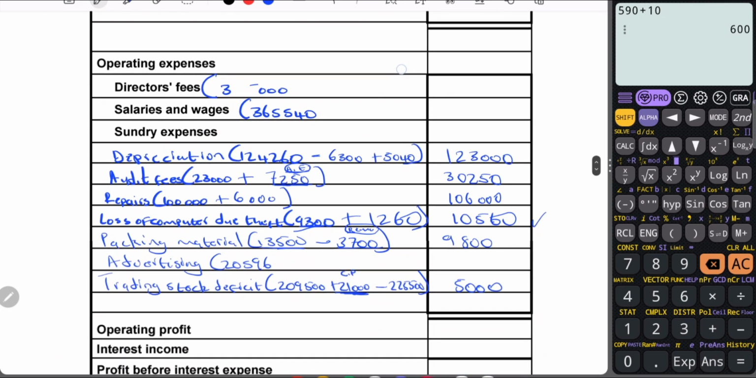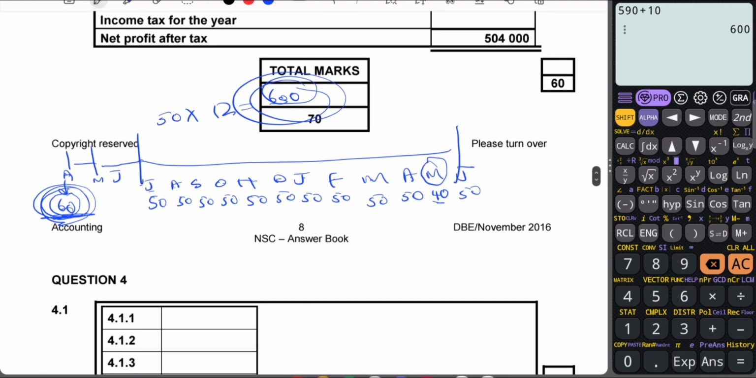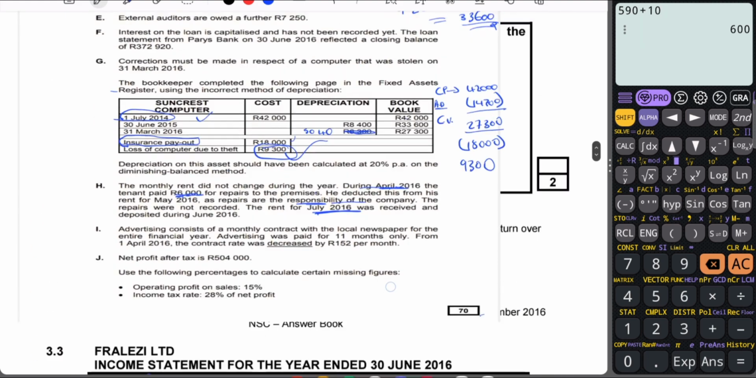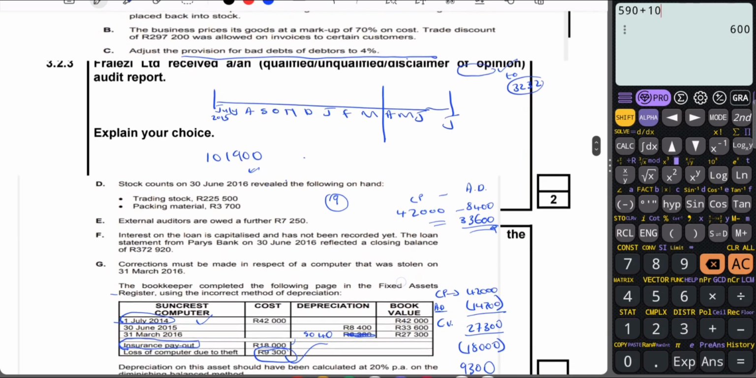Then let's go to our financial year. Let me use this one. Remember, rent for July has been received. Then it's going to be 1 2 3 4 5 6 7 8 9 10 11 12 13. So that means we received the rent for how many months? For 13 months. So it means there was an income which was received in advance, and it must go to trade and other payables.